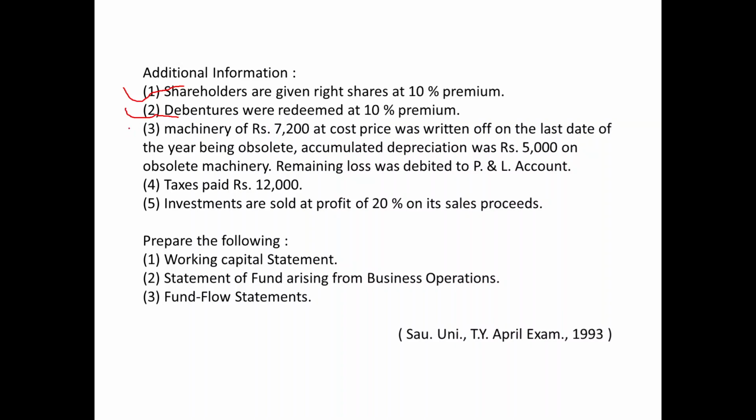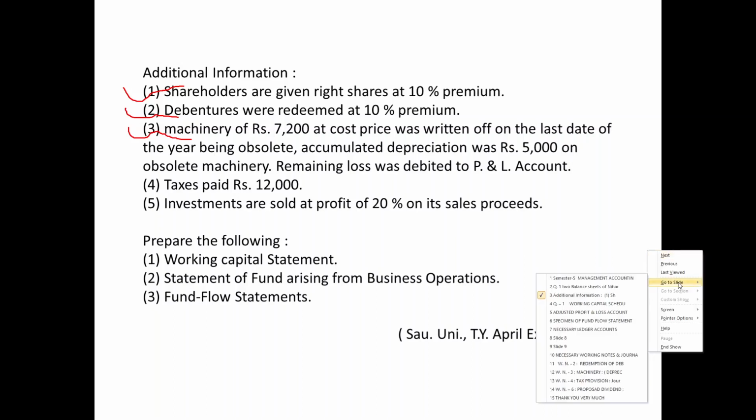Machinery. See the third item. Machinery of rupees 7,200 at cost price was written off on the last date of the year, being obsolete. Accumulated depreciation was rupees 5,000 on obsolete machinery. Remaining loss was debited to profit and loss account.